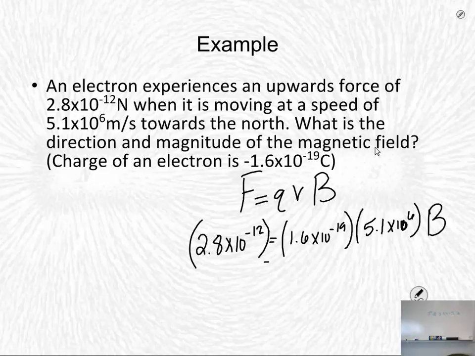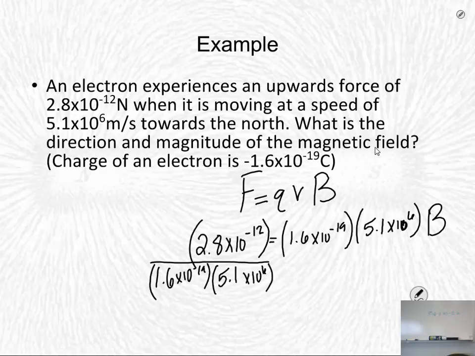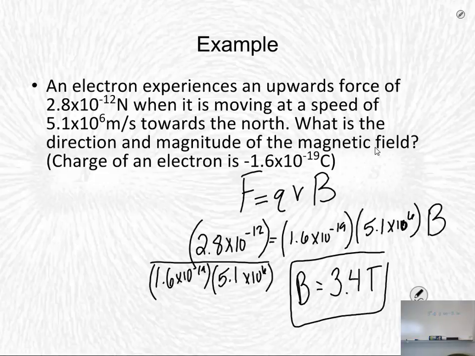So to get B by myself, that means I'm going to divide by both of these numbers, 1.6 times 10 to the negative 19th. And I'm also going to divide by my velocity, 1.5 times 10 to the 6. So make sure I divide by both of those. So my magnetic field strength is going to be 3.4 Teslas.